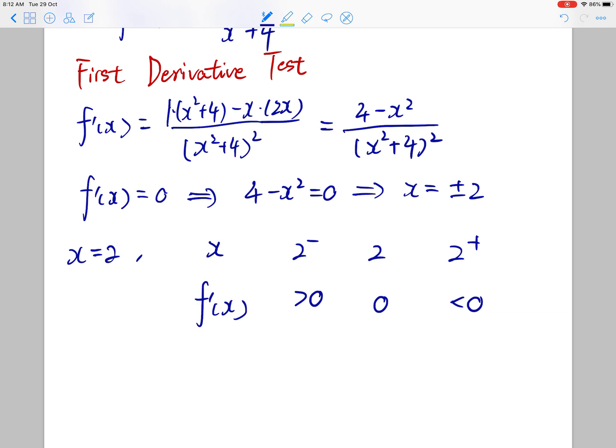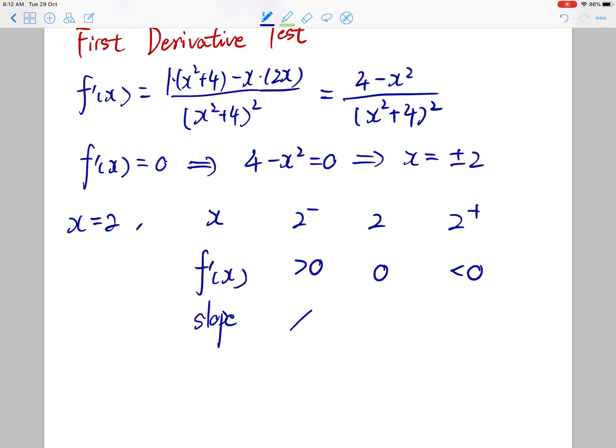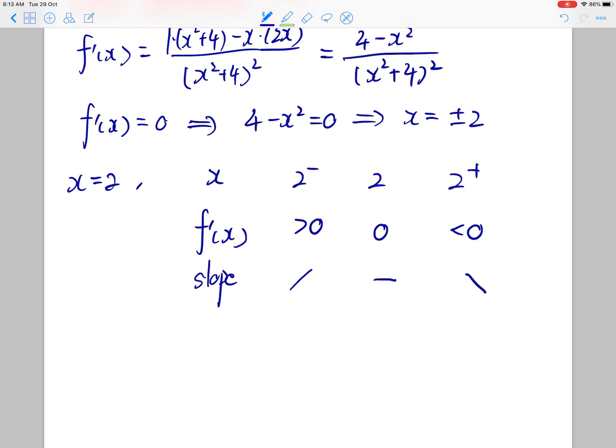All right. So the function is increasing when x is slightly smaller than 2. It doesn't change at point 2, and it's going to decrease after x is greater than 2, which means, right, what is your f(2)? Your f(2) is a local maximum.